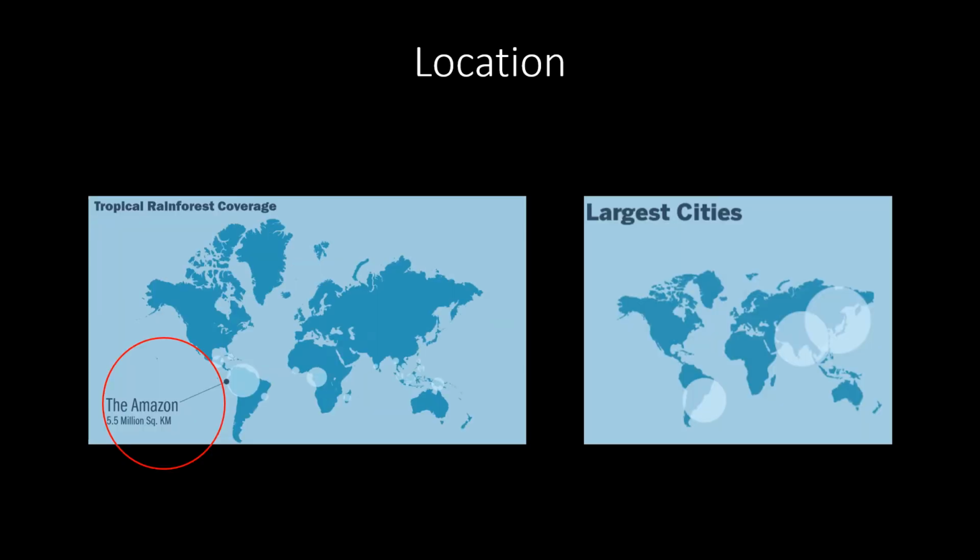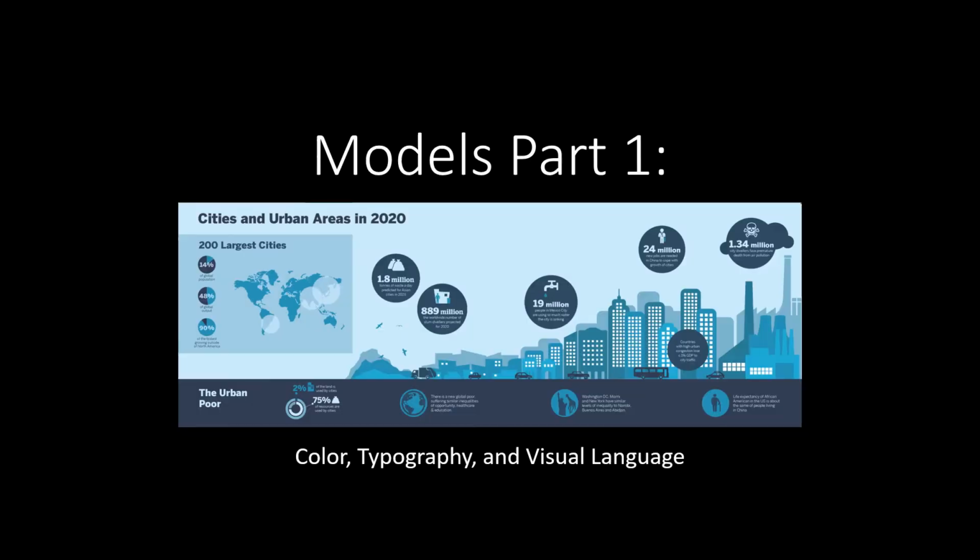My location display here on the left does a pretty good job of emulating the location display found within my visual language model, which you can see on the right. Both use partially transparent circles on a world map to show where things are located and how big they are. One slight departure that I made from the visual language model was putting a label here on the Amazon rainforest to show people where it's located for those who didn't already know where it was.